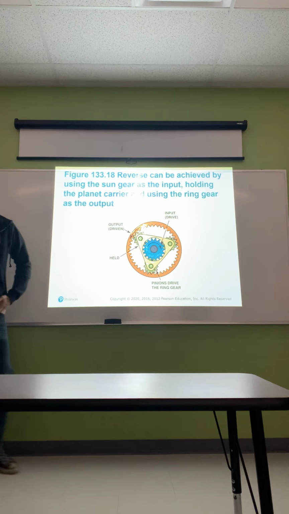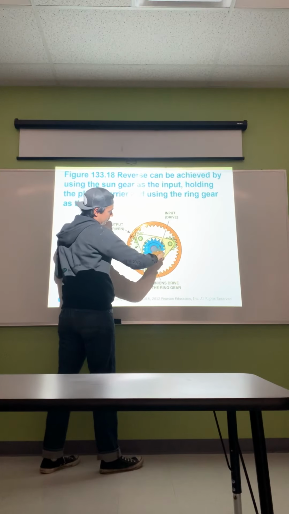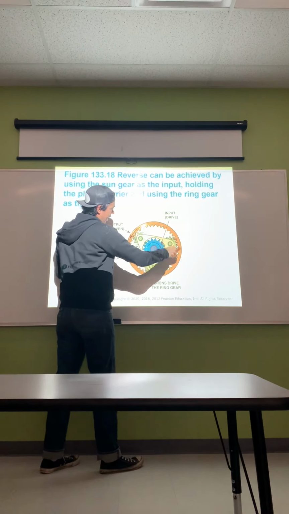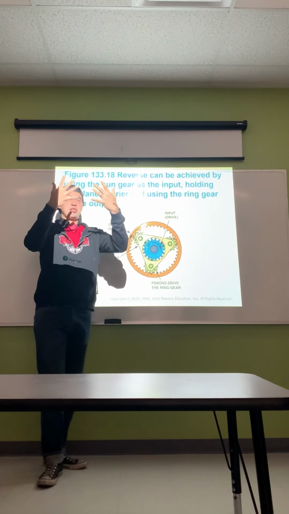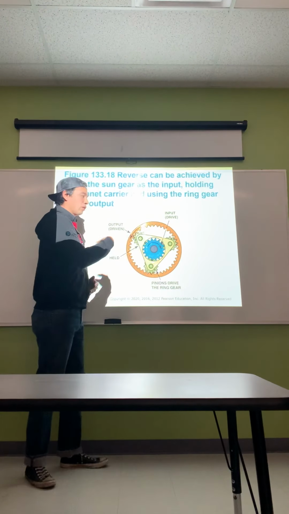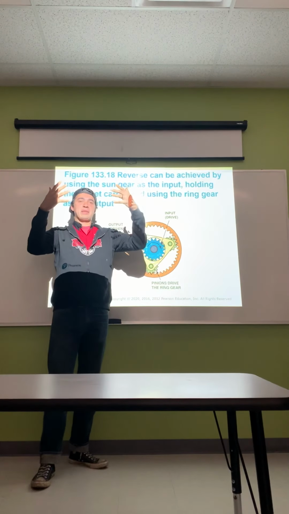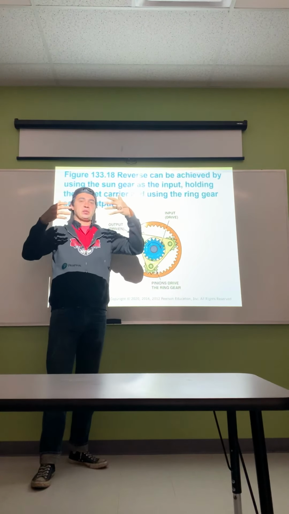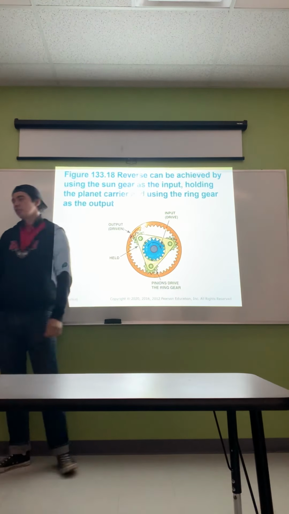Reverse can be achieved by using the sun gear as the input, holding the planet carrier, and using the ring gear as the output. So that's actually how we achieve reverse, by holding this middle section here, using this as the drive, and then using the actual output, this portion here. Remember, when you have two gears together, one of them is going to be spinning one direction, one's going to be spinning the opposite. And that's how most of our forward gears are. But if we can have them spin in the same direction, so if this one spins like this, and this one also spins in the same direction, then we actually achieve our reverse gear.